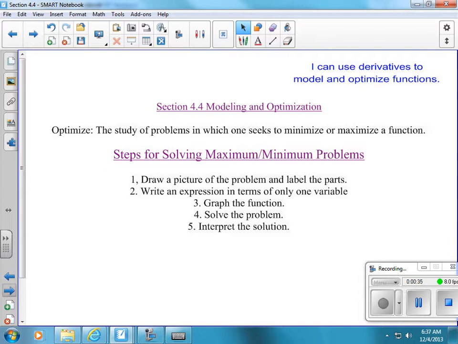So these are the basic steps for solving maximum minimum problems. There are 5 steps. Draw a picture of the problem, label the parts, write an expression in terms of one variable, graph the function, solve the problem, interpret the solution. We may or may not do all those steps for every single problem, but that's what your book suggests.